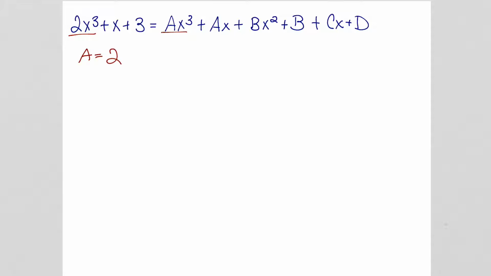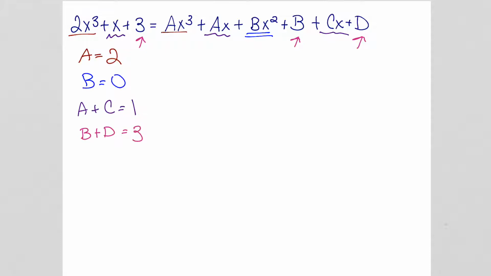Well, this is turning out pretty good, actually. Okay, and then we focus on our x squareds. That's the only one we got. B equals 0. Oh, this is nice. Next, our x's. So we've got this one here and here. So A plus C equals 1. Still not too bad. And then our constants. So B plus D equals 3.